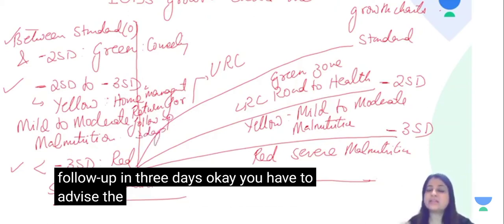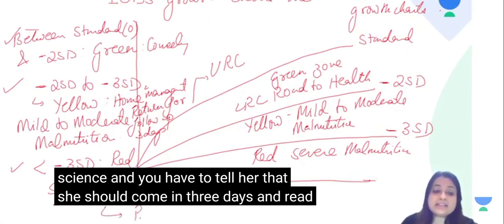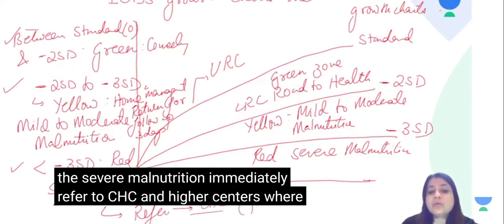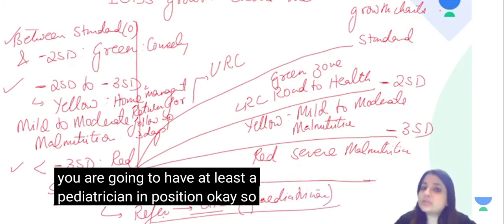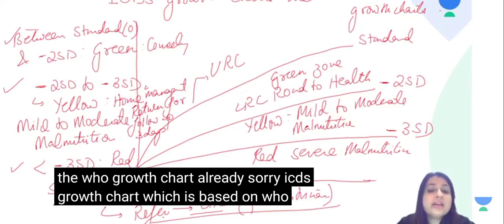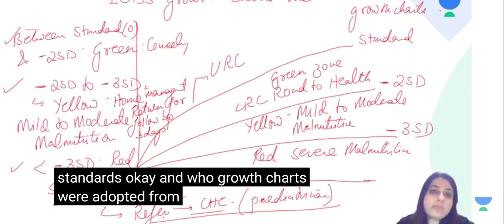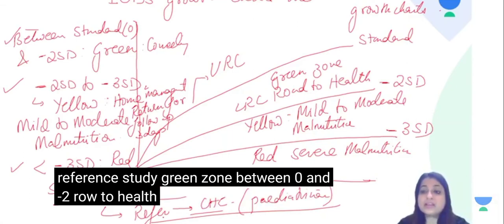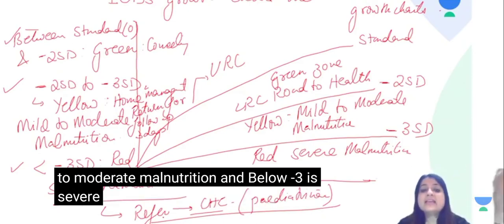Okay, you have to advise the mother about the danger signs and you have to tell her that she should come in 3 days. And red is severe malnutrition, immediately refer to CHC and higher centers where you are going to have at least a pediatrician in position. Okay, so this is the ICDS growth chart, which is based on WHO standards. Okay, and WHO growth charts were adopted from multicentric growth reference study. Green zone between 0 and -2, road to health. -2 to -3 is mild to moderate malnutrition, and below -3 is severe malnutrition.